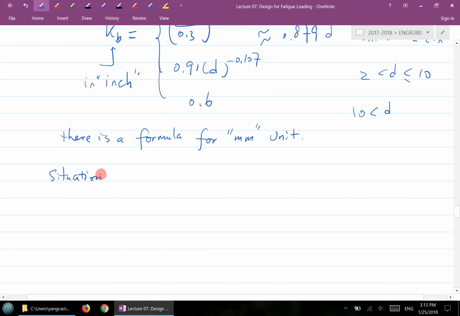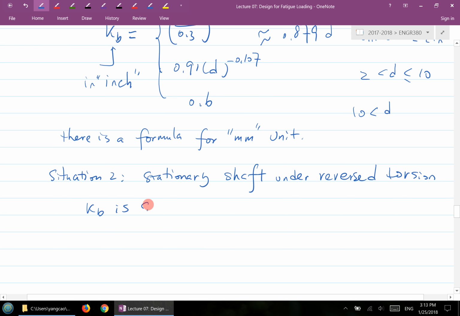And then situation number 2 is you have a stationary shaft. The shaft is not rotating, but it is under reversed torsion, for example. So basically, the shaft is not rotating, but the torque is moving back and forth. In this case, your Kb is the same as situation 1.